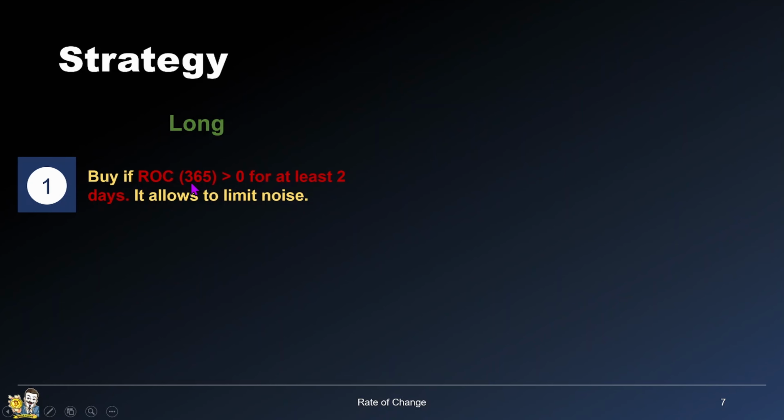We buy if the 1-year ROC is positive for at least 2 days. This helps limit noise and irrelevant signals, making sure ROC stays positive. We exit this long position when a short signal comes.